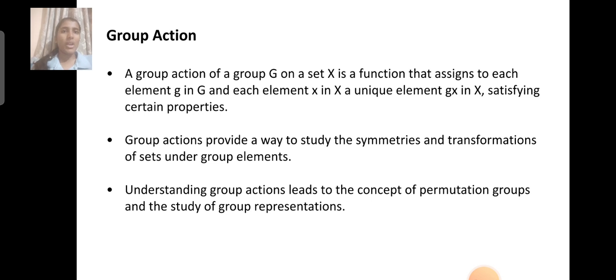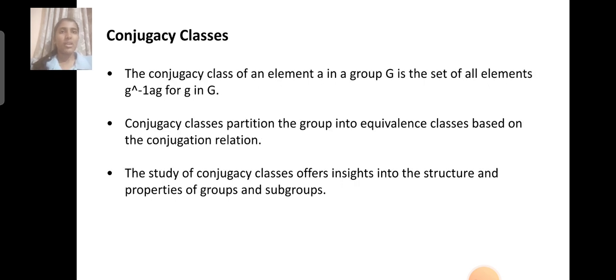Group action. A group action of a group G on a set X is a function that assigns to each element g in G and each element x in X a unique element gx in X, satisfying certain properties. Group actions provide a way to study the symmetries and transformations of sets under group elements. Understanding group actions leads to the concept of permutation groups and the study of group representations.